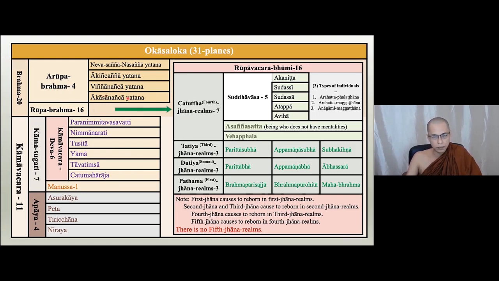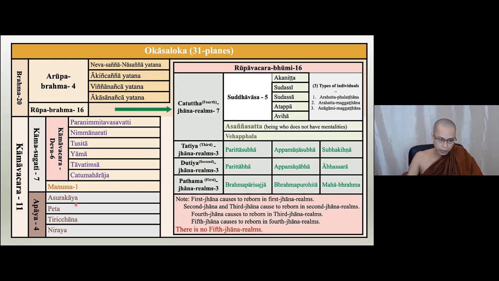But among these also, there are some exceptions we will see, because of the Suddhavasa. Only three types of highest individuals can be there in the Suddhavasa. That is why, without the attainment of Anagami Magga, we cannot be reborn in the Suddhavasa when we are running around the samsara. So we were reborn as puthujjana in other places than the Suddhavasa.